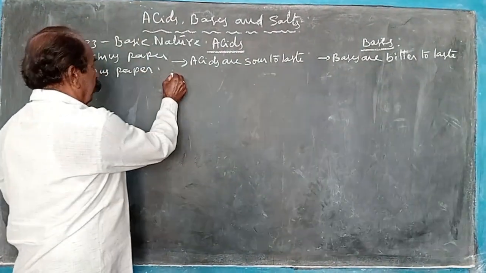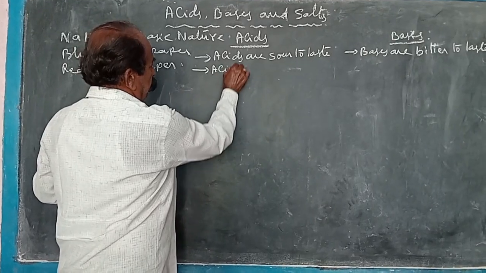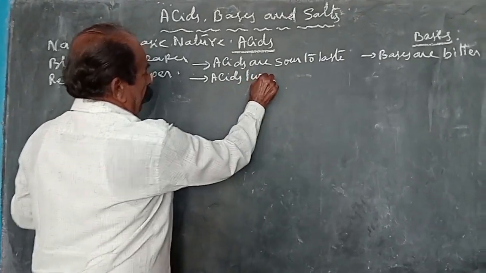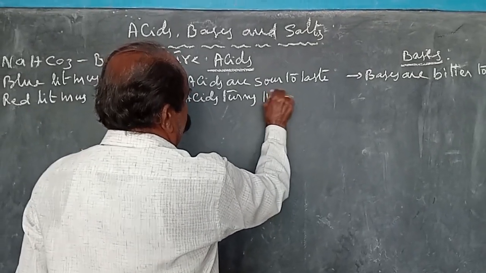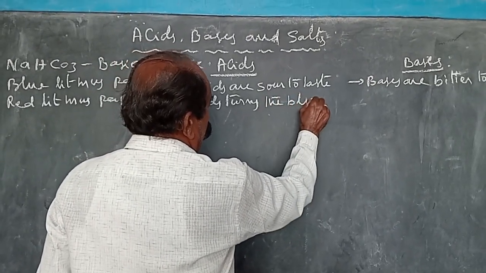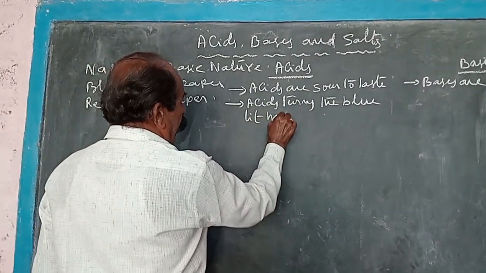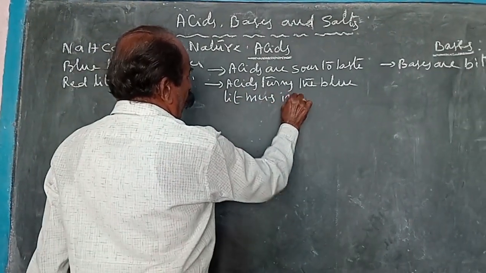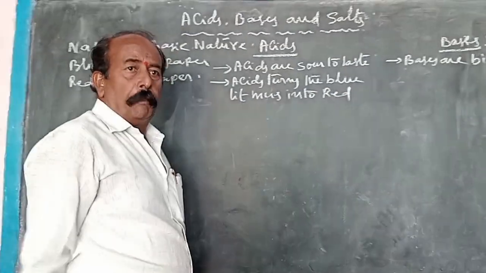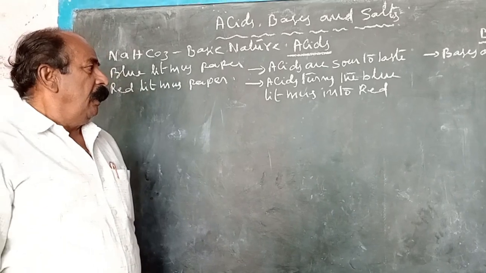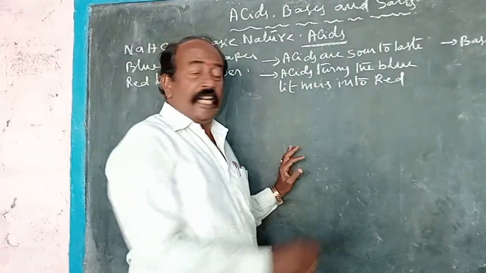Second one, acids turn the blue litmus into red color. Acids turn the blue litmus paper into red color. See now.